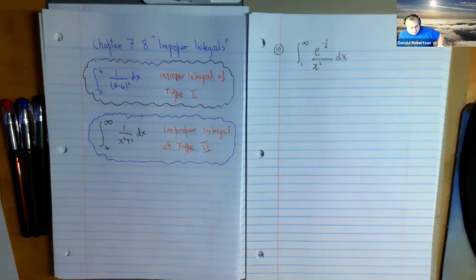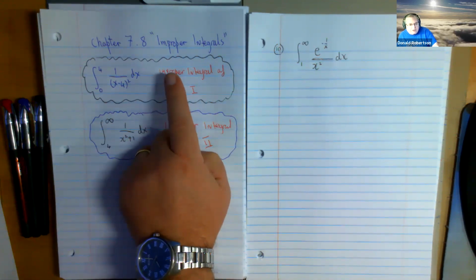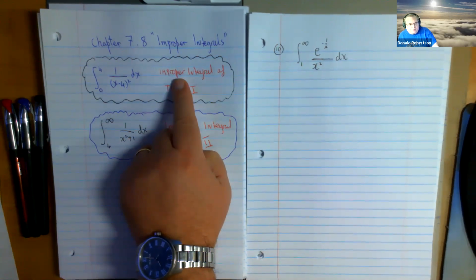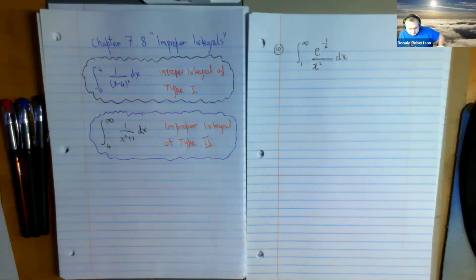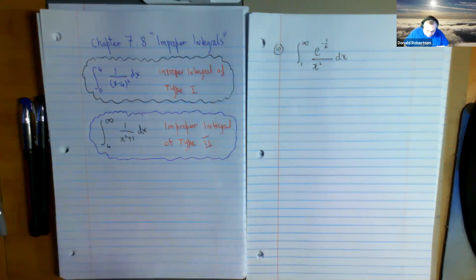And then the third thing, the last thing we're going to do today, is improper integrals of type 1, ones essentially with vertical asymptotes. So let's get started with this one.